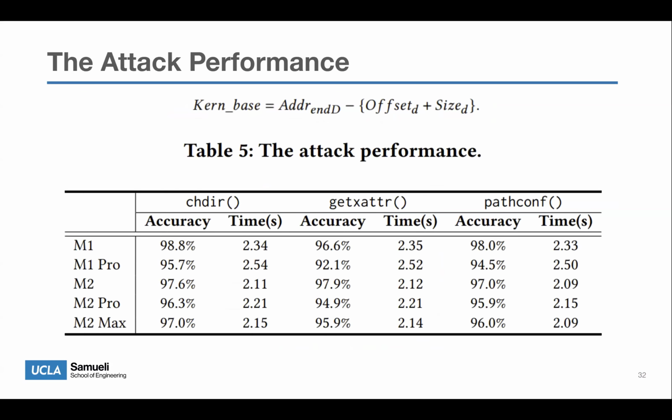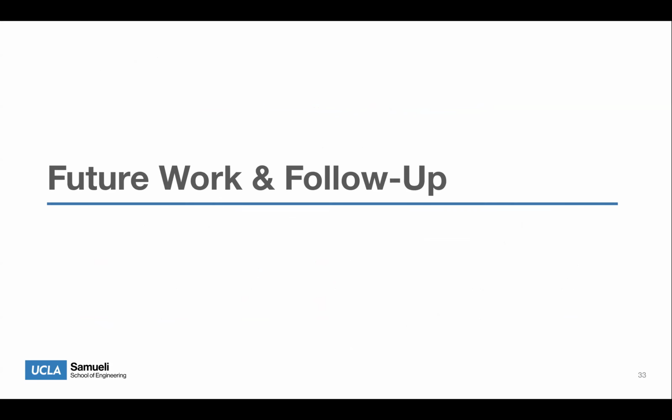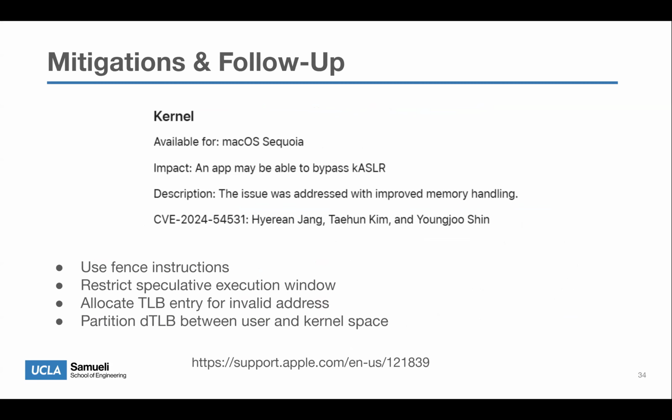The main results they found: they use 1,000 attacks using different system calls, and they measured the accuracy and the time it takes to attack those processors. It turns out to be pretty high accuracy and a pretty low time. For the future works and follow-ups, next slide.